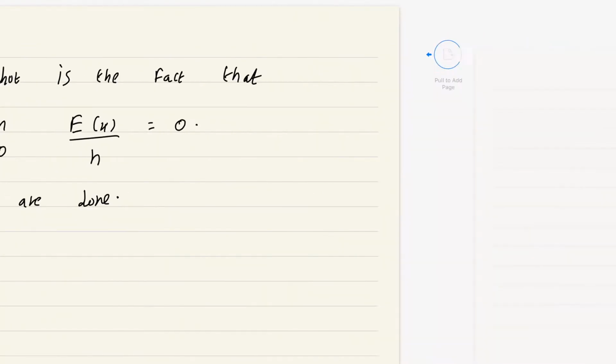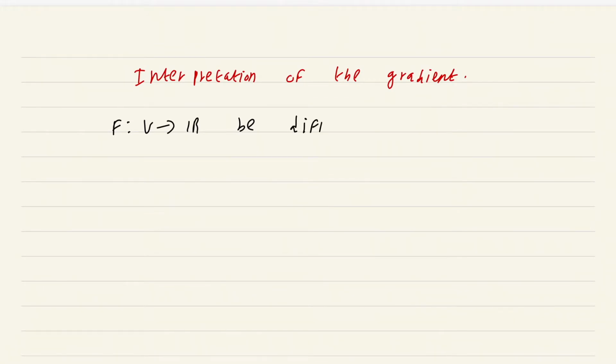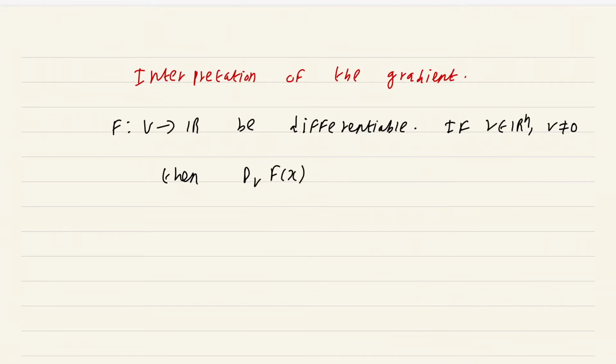Now we are going on to interpreting the gradient. All of you are familiar with this, no doubt, from a basic course on multivariable calculus. You would have definitely learned that the gradient measures the direction of maximum increase and so on. Let's make this precise. Let f from U to R be differentiable. Now we know that if v is in Rn, v is not 0, then the directional derivative along v at the point x is nothing but the gradient of f at the point x dot product the vector v.